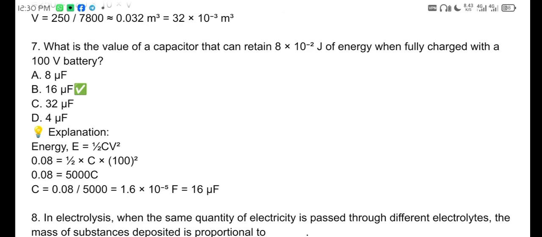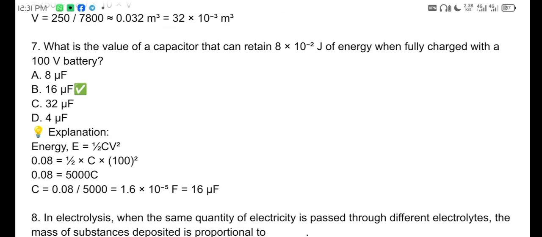Now where is this formula coming from? Energy stored in a capacitor can be calculated using this formula, 1 over 2 CV square. We already know energy is 8 times 10 to the power minus 2. Then we already know our V is 100. So we are asked to look for the capacitor, which is C. So 0.08, which is the same thing as 8 times 10 to the power minus 2, is equal to 1 over 2 times C times V square, which is 100 raised to power 2.